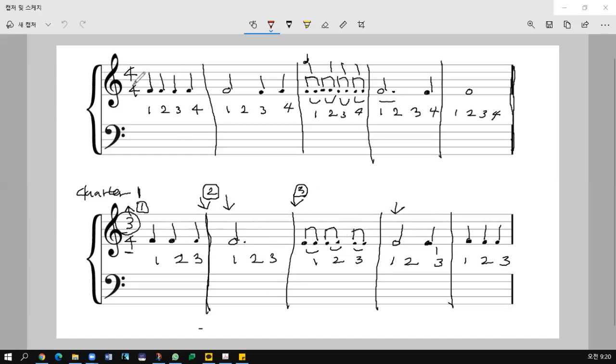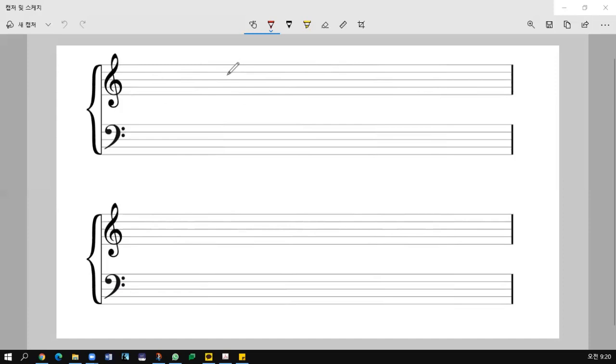Okay, so this is 4/4, 3/4, and then let me give you another example, like 2/4. These three time signatures, 3/4, 4/4, 2/4, are really common time signatures that you mostly see in your workbook and in your piano pieces, right?